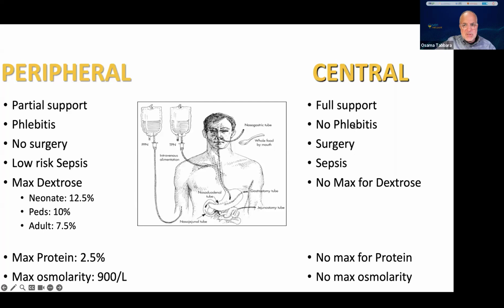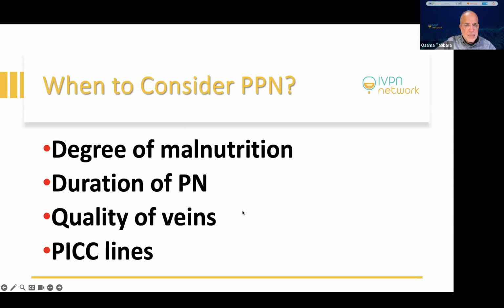However, with central, it's a full support. There is no risk of phlebitis, but sometimes it's intensive, requiring surgery to insert the central venous catheter. It's really associated with a much higher chance of sepsis. There is no max of dextrose. It's a full nutrition support. There is no max for protein, and there is no maximum for osmolarity.